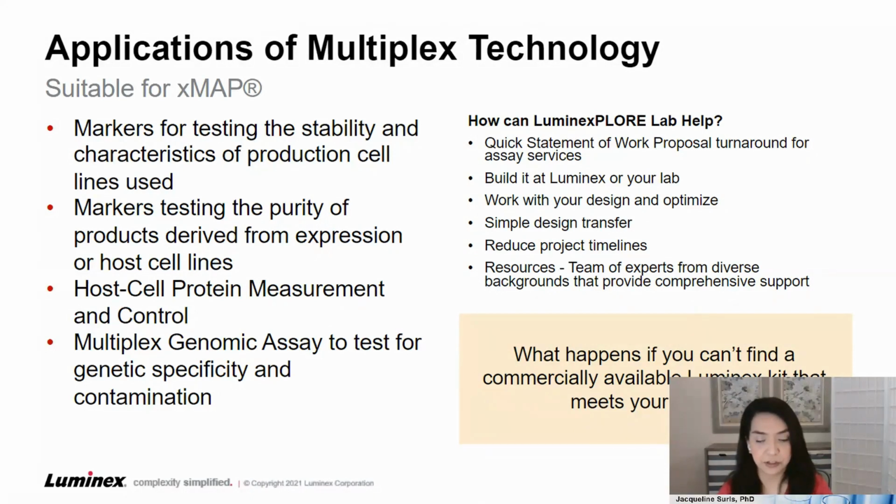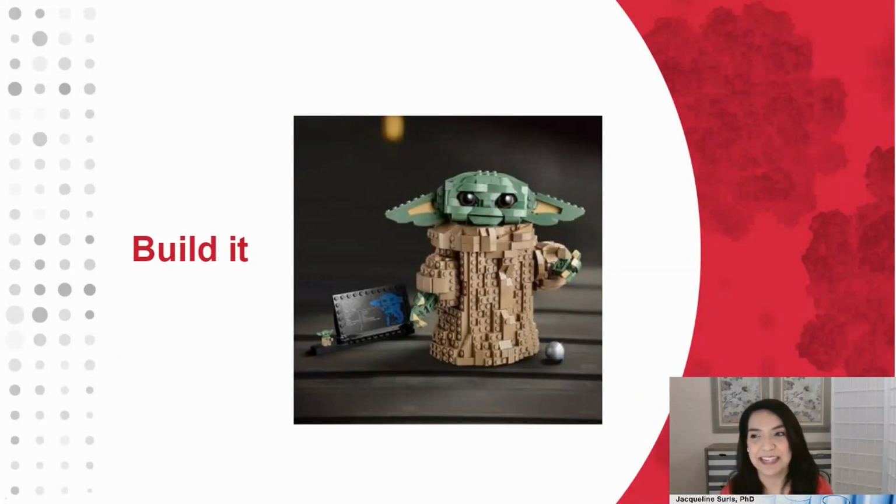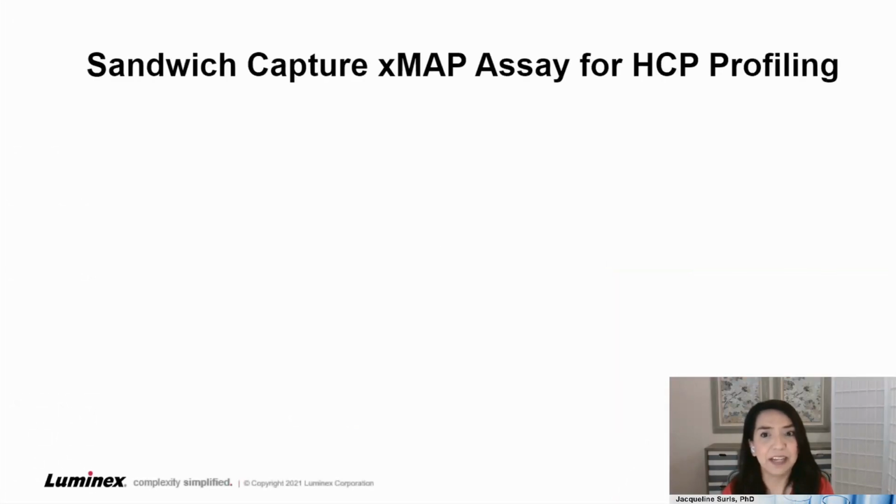But what happens as you get further in the development, or have process-specific needs, if you can't find a kit that's already available? You build it. As Steve alluded to earlier with the cookbook, for those of you who like to do it yourself, it's analogous to playing with Legos and putting those building blocks together. You figure out what you want to build, you find out the Lego pieces you're going to need, and you assemble it. And hopefully at the end of the day, you have a nice assay.